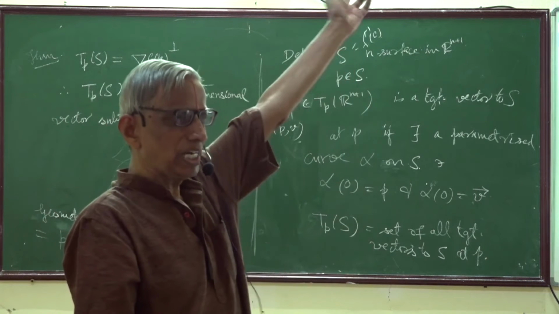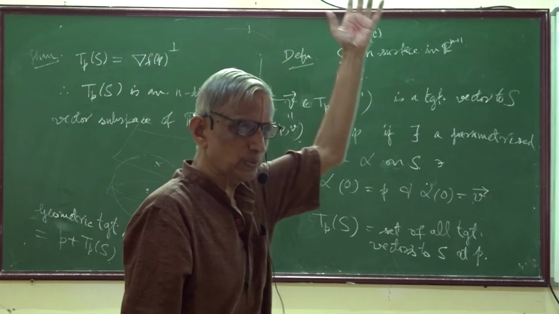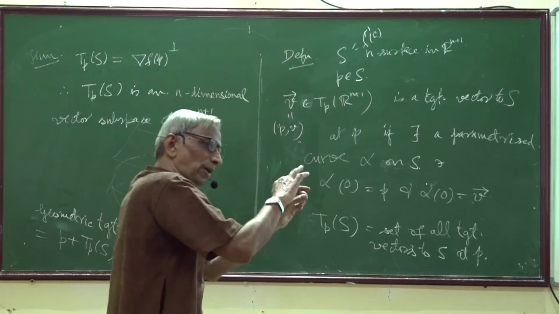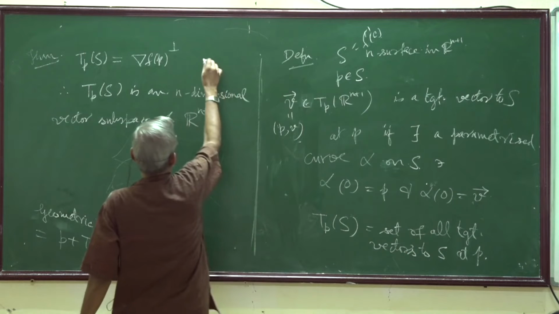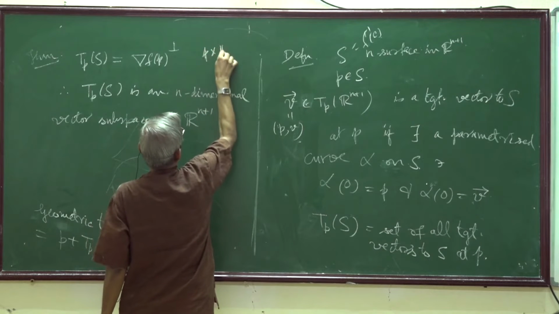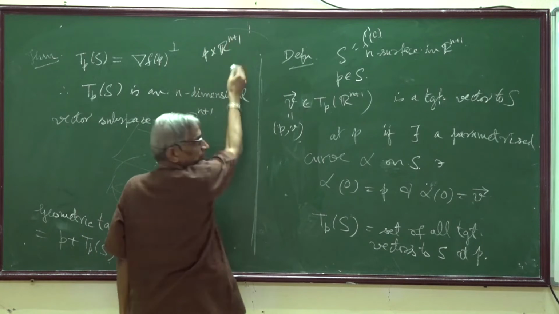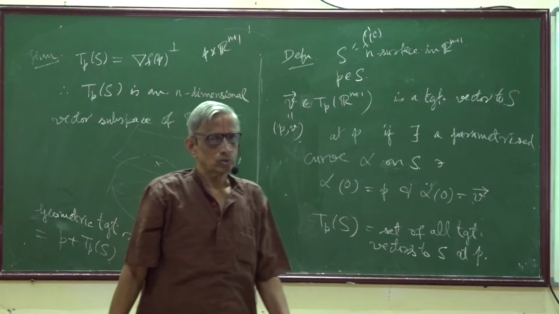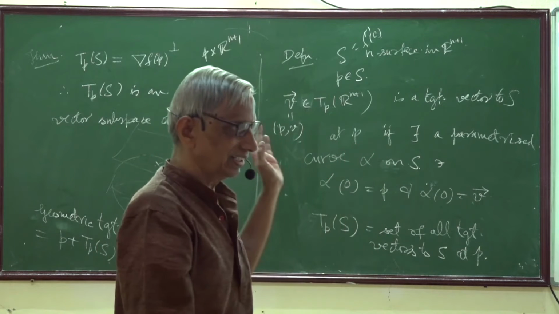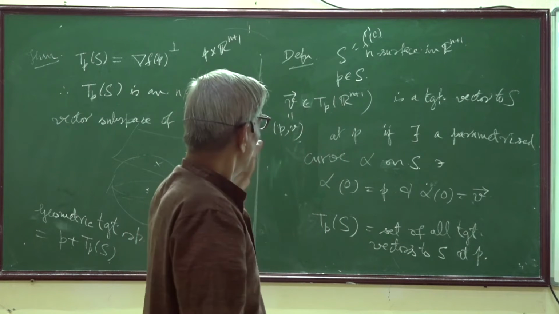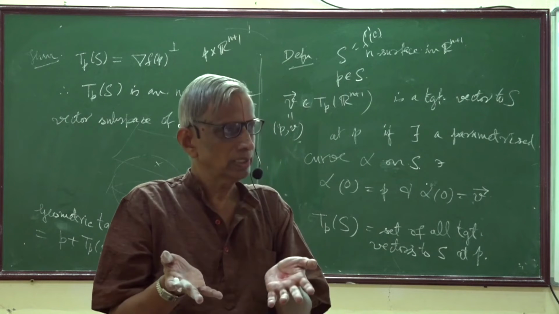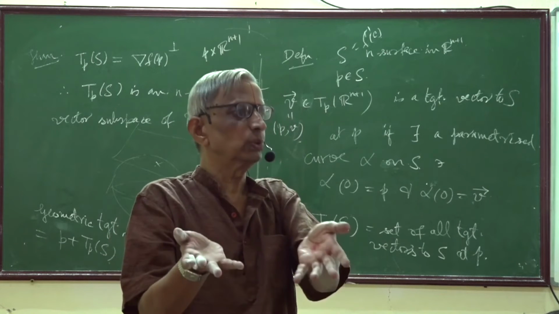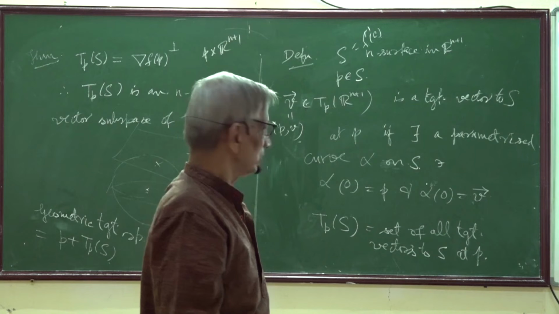See, remember TPRn plus 1. What was TPRn plus 1? It is all pairs P comma vectors in Rn, so it is P cross Rn plus 1. So it doesn't pass through the origin, right? So it is Rn plus 1 with origin shifted to P, essentially, right?